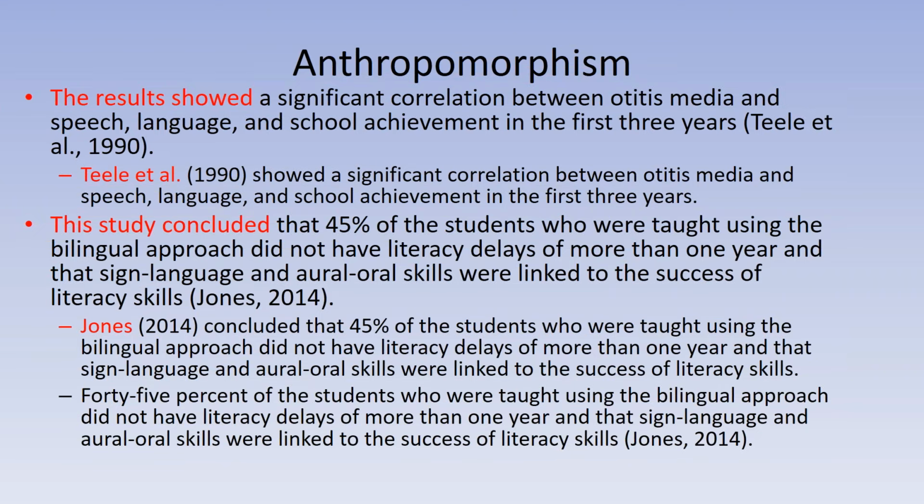So studies can't conclude anything. Again, we can handle this two ways. We can have the author doing the concluding. So Jones concluded that 45% of the students who were taught using bilingual approach did not have literacy delays of more than 1 year, and that sign language and oral skills were linked to the success of the literacy skills. Or we can use the passive voice and say 45% of the students who were taught, and have the citation at the end.